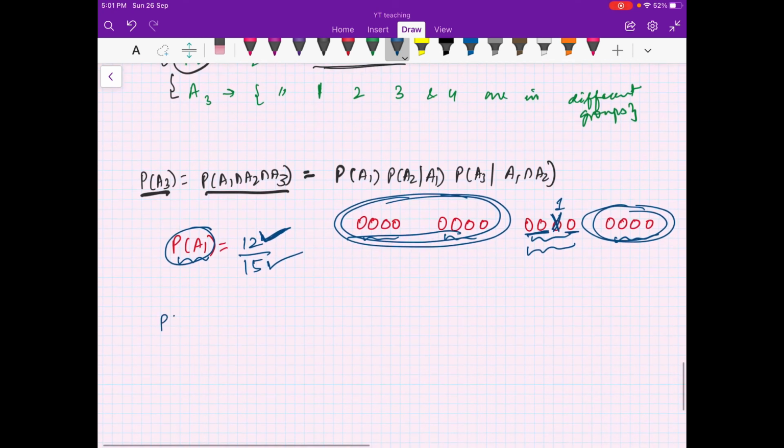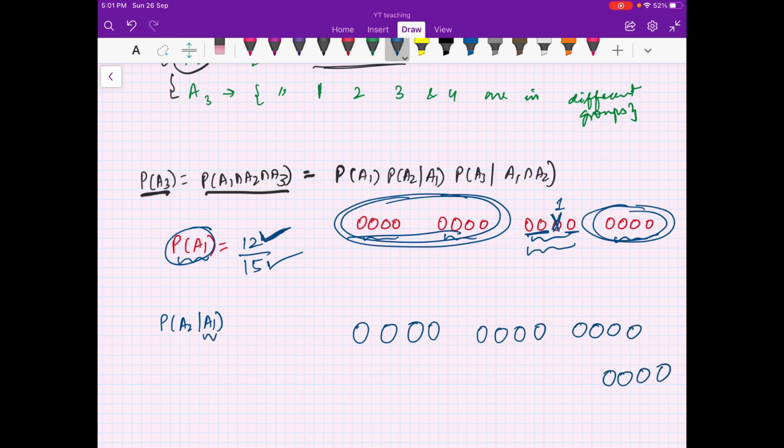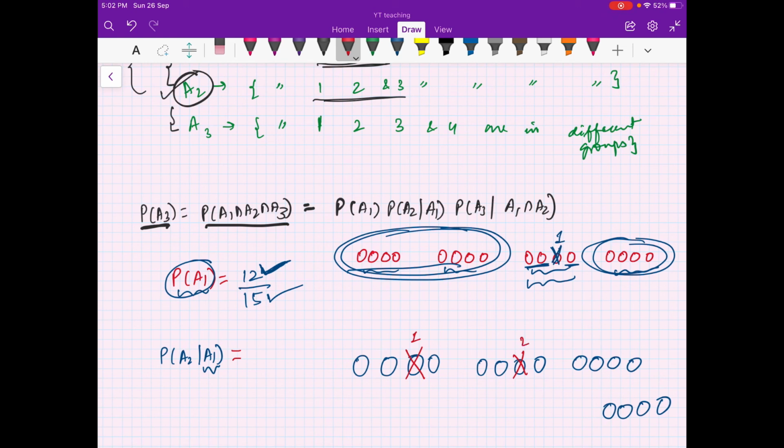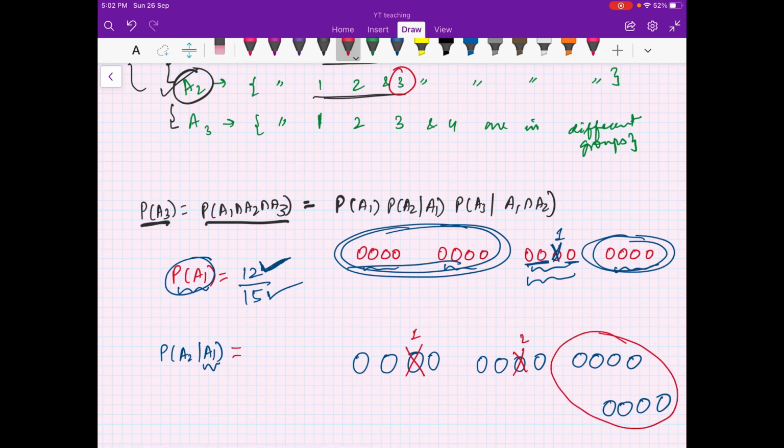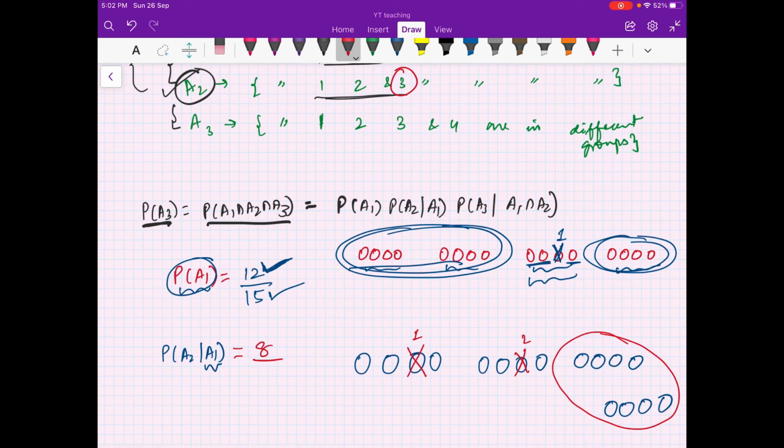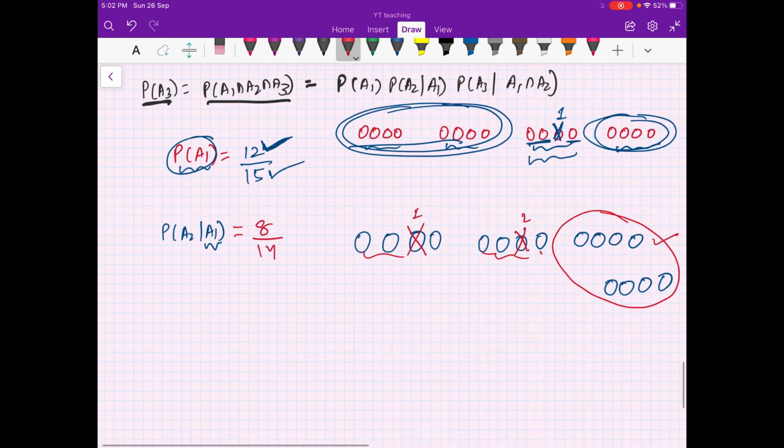And then what is the probability of A2 given A1? Now you see, A1 and A2 are already in different groups, right? Again you have these things, and because A1 has already happened, the first and second students are already in different groups. So what is the probability for the third student? We have to give the third student any of these 2 groups. So 8 slots are there, and total slots are 8 plus 3 from here and 3 from here, so 14. Okay, and then what is the probability of A3 given A1 intersection A2?